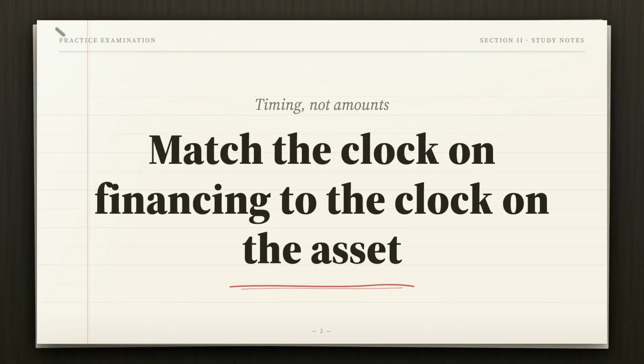Remember, maturity matching is about timing, not dollar amounts. It doesn't require current assets to equal current liabilities. It minimizes refinancing risk, not necessarily cost, by keeping financing life and asset life in step.